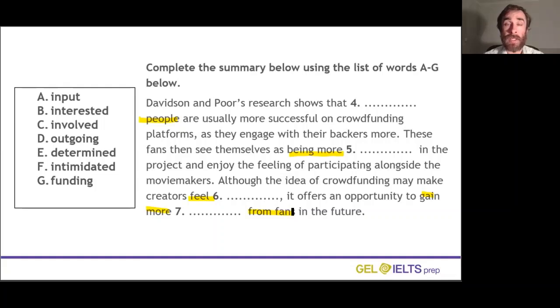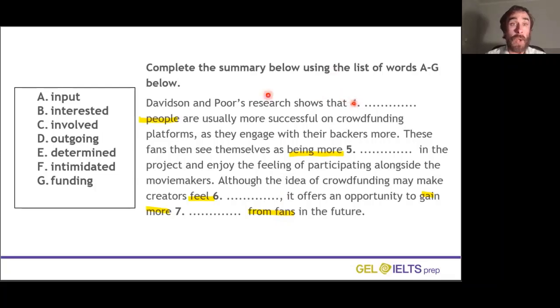Look at the next question below this video and choose the question which will have a noun for an answer out of 4, 5, 6, or 7. Question 7 will definitely have a noun for the answer. Gain more something from fans. So especially that from fans suggests that they're going to get something from their fans. Now it's got to be a thing, a noun.